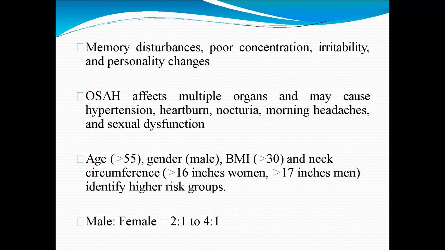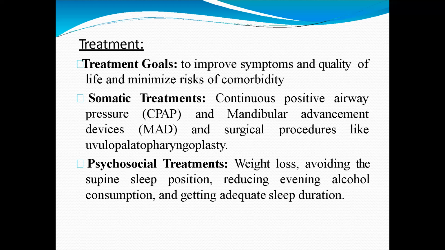Neck circumference also matters: more than 16 inches in women and more than 17 inches in men have a higher risk of getting this. And regarding the male to female ratio, males are not so much affected, females are more; you can see 2:1 to 4:1. The treatment goals are mainly to improve symptoms and quality of life and minimize the risk of comorbidity.